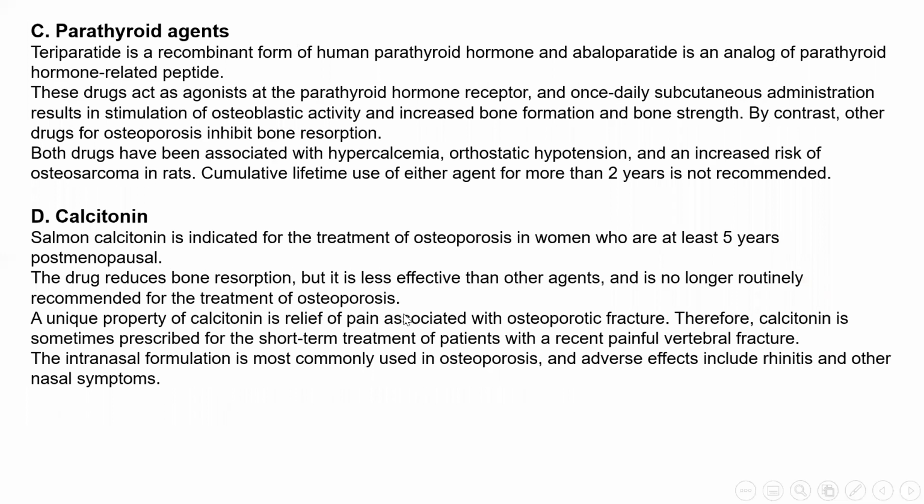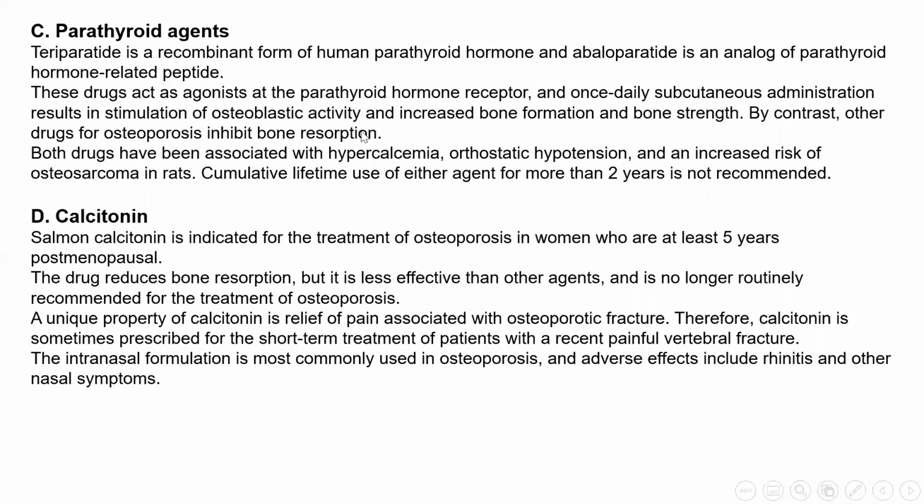Then we have parathyroid agents, and here we have mainly two drugs, teriparatide and abaloparatide. This one is a recombinant form of the human parathyroid hormone, while the other one is an analog of parathyroid hormone. This is a direct agonist, while this is resembling the endogenous parathyroid hormone. These drugs are agonists at the parathyroid hormone receptors and can be administered once daily by subcutaneous administration.